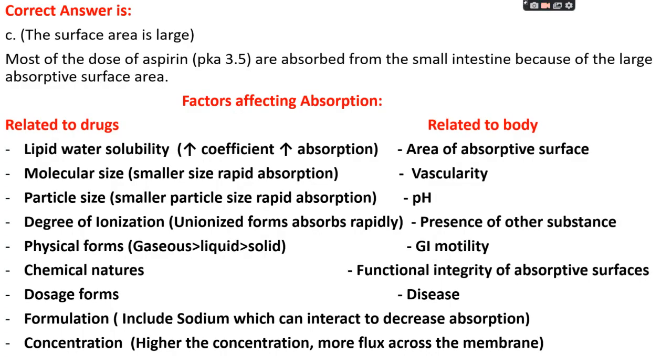Actually, both factors matter. We all know that drugs are absorbed in their unionized form, so acidic drugs require an acidic pH for absorption. But the small intestine has an alkaline pH, so the drugs remain in their ionized form, which is not in an absorbable form.